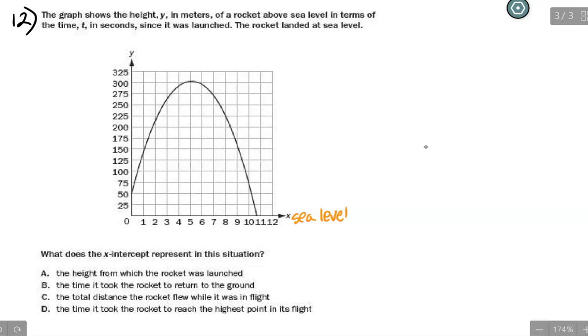What does the x-intercept represent in this situation? All right, well, we just talked about it. X-axis or x-intercept is right here. What does that mean? A, the height, B, the time, C, the total distance, or D, the time it took the rocket to reach the highest point. Okay, and I'm going to let you decide that on your own. Okay, it's not C. I'll tell you that. It's definitely not C. We don't care about total distance. We only want to know about height and time.